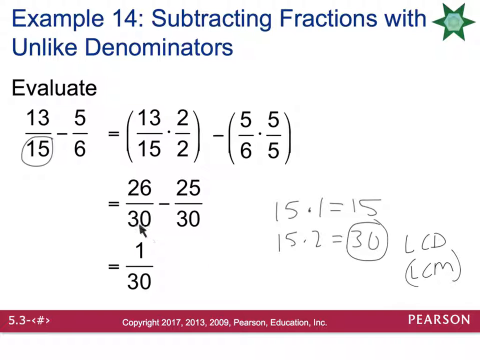The pizza would get a little messy here because we'd have to make all these cuts, so we won't worry about visualizing it with a pizza. Now we have 30 and 30 as our common denominator, which means all we have to do is subtract the numerators. 26 minus 25 is 1, and 1/30 is our answer. So remember, we don't do anything to our denominators once we have a common denominator. We just keep them the same.